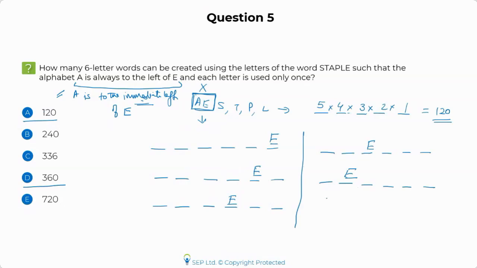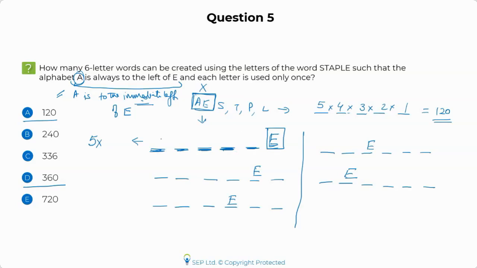Obviously I cannot put E at the starting place, because then there will be no place for A to be to the left of E. That is why I'm not taking that case. But these are the cases that you can think of. Now what you do is you think about A first. If I fix E here, then A can be placed either here or here or here or here or here, right? So A can be placed in 5 ways. Any of these 5 places, you don't know which one, but it will fill any of the 5 spaces.